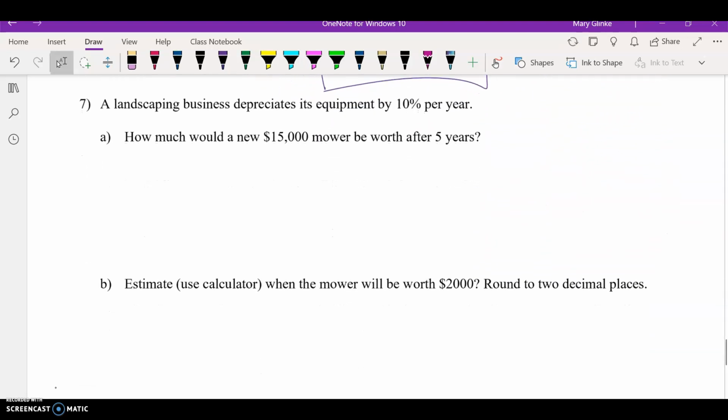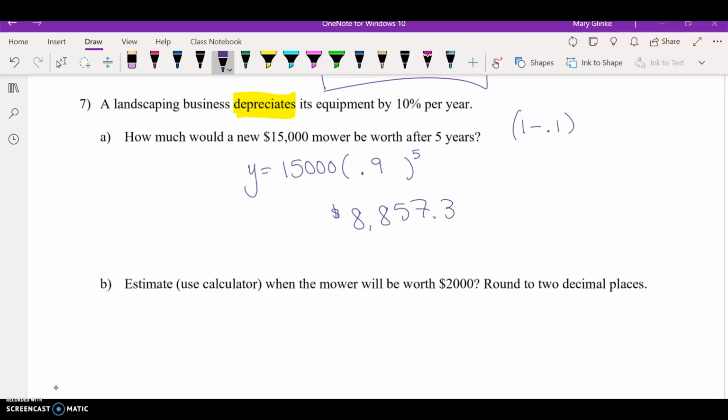Okay, our last one here, a different application. We have a depreciation. Anything that is implying like decrease means you're going to use the minus. So we want to know how much a $15,000 initial mower would be after 5 years if it's only worth 90% year after year. Or you could do 1 minus 0.1 for your decay factor and get 0.9 there. So we type that in on our calculator, we get $8,857.35.